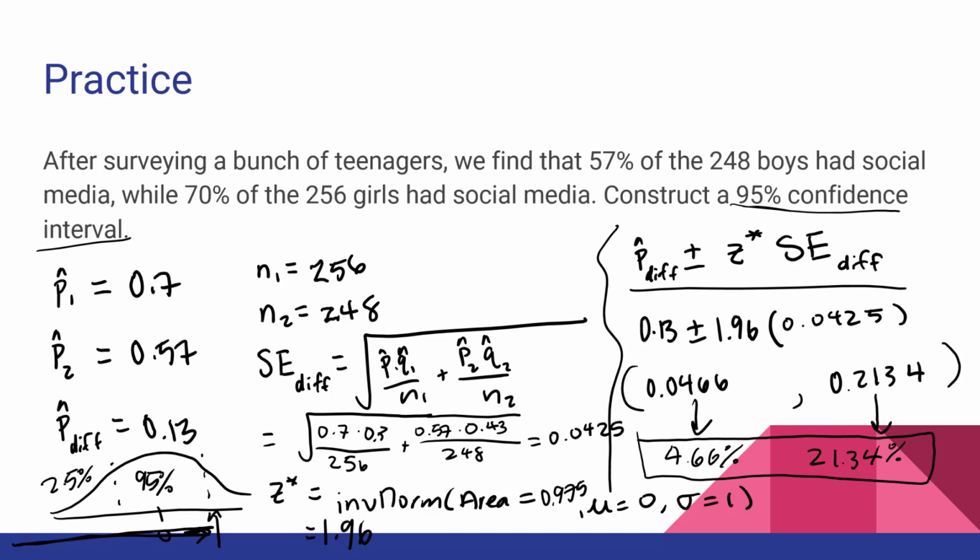boys. So you would say, I am 95% confident that the true difference in the percentage of girls with social media and the percentage of boys with social media is between 4.66% and 21.34%. Or you could also put it this way, I am 95% confident that between 4.66% and 21.34% more girls have social media accounts than boys.